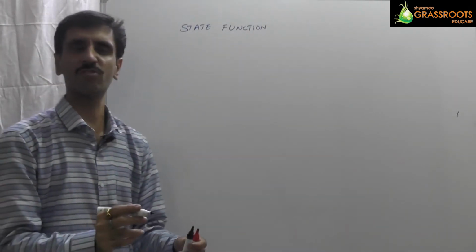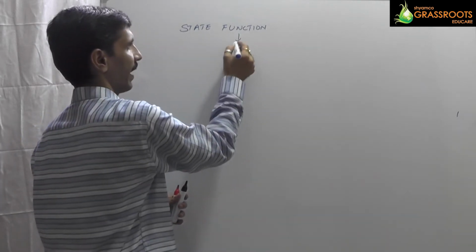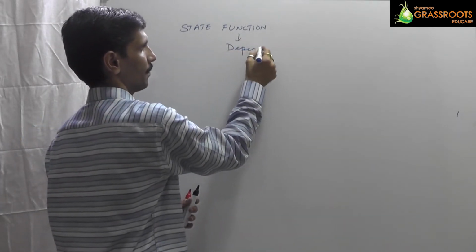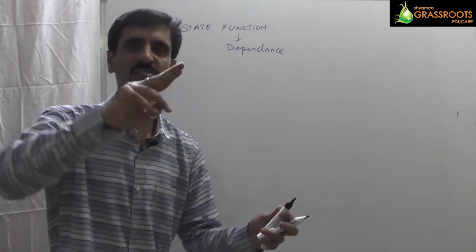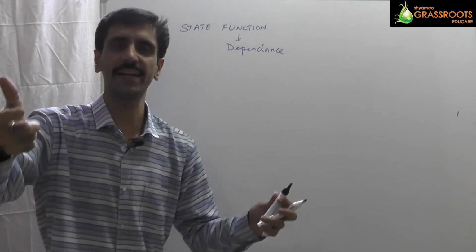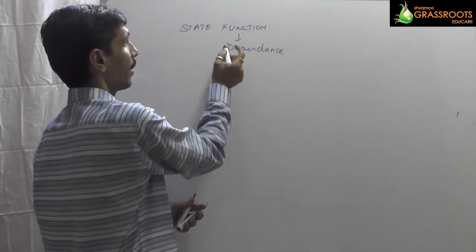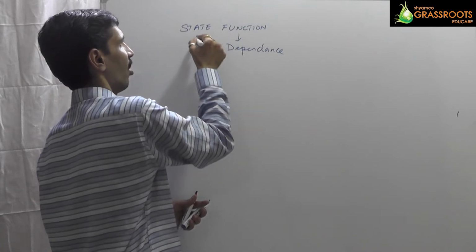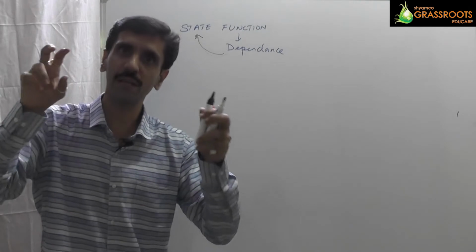Now what do you mean by a state function over here? Function means dependence. In maths, you must be hearing x is a function of y, so they are dependent on each other. So function is dependence. Now dependence on what? It is on state. Now this state is with respect to chemistry.